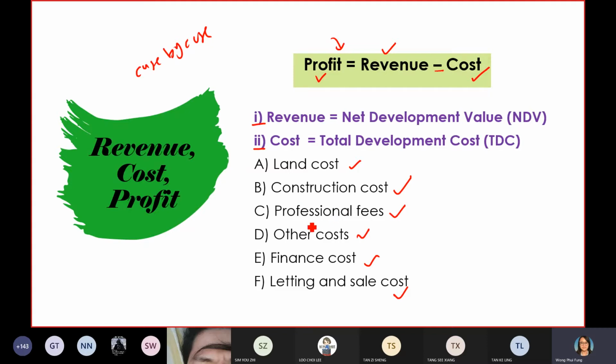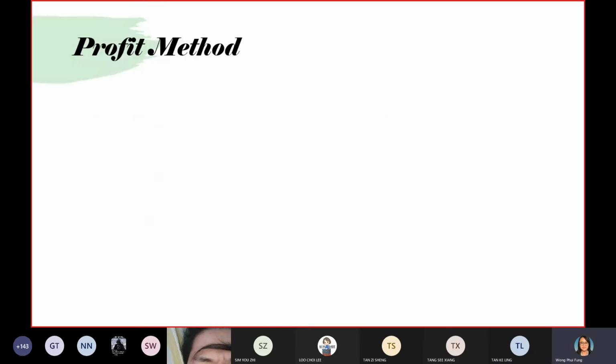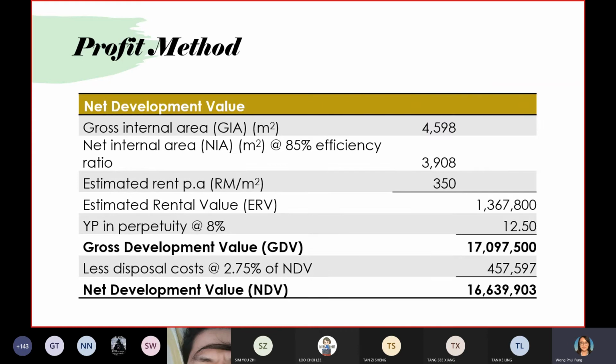So you don't need to include it. Generally, all these things just serve as a guideline for you. Different projects will have different components, so that's why it depends on a case by case basis and on the nature of that project. So let's say later on when you graduate and go to work, make sure you know that the cost actually depends on the project. All right, so the first part is we need to calculate the revenue, the income, first. This is what we call NDV.